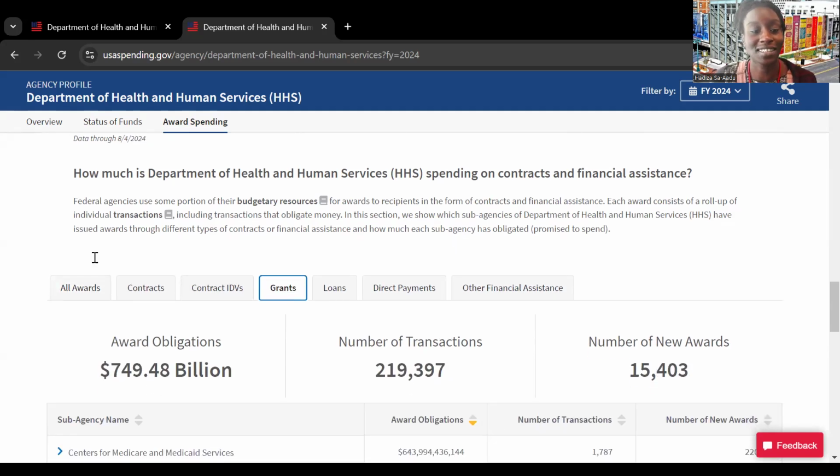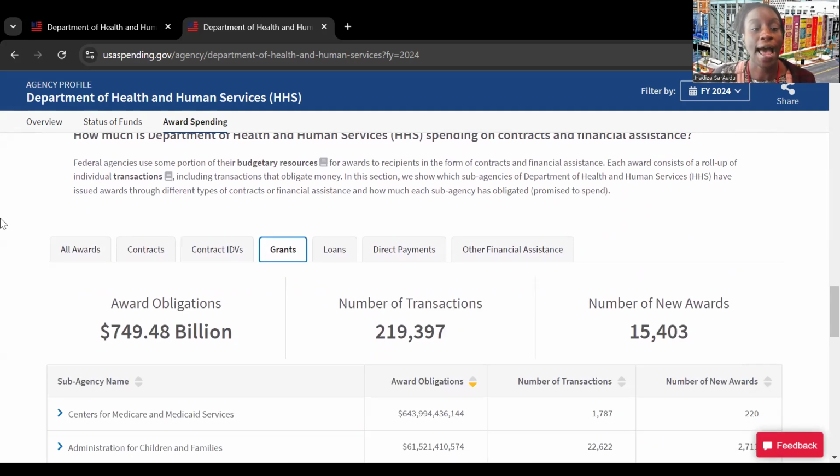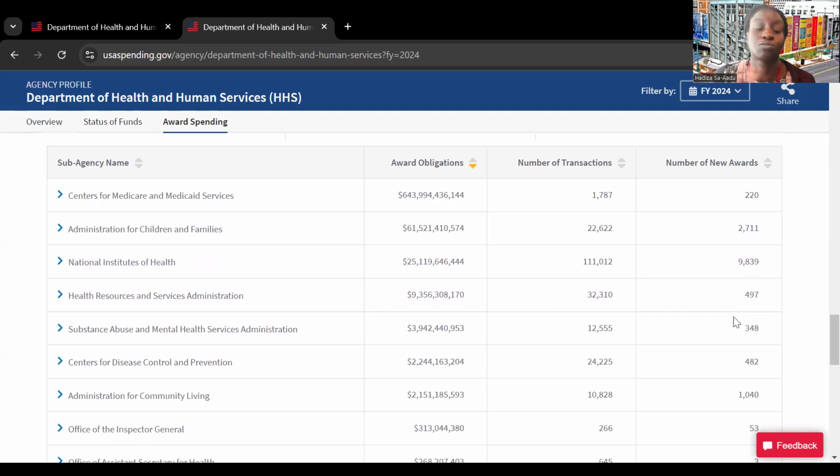In grants, the Department of Health and Human Services had total award obligations in this 2024 fiscal year of 749.48 billion in the form of a grant. And that totals into 397 transactions that are grants. And there are 15,403 new awards in the form of grants. So money that is not needing to be paid back.